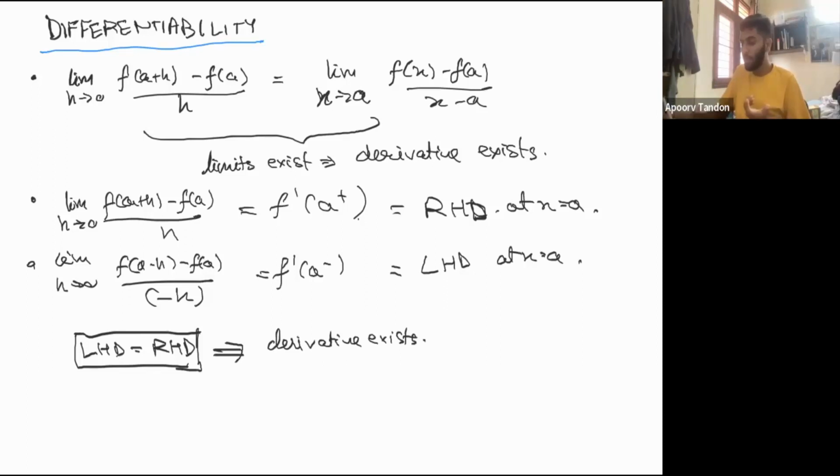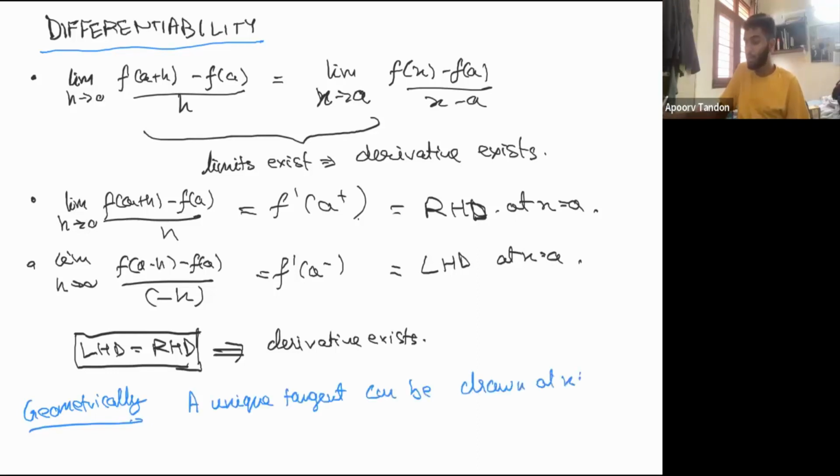So this is the mathematical condition for the existence of derivative and the definition of the derivative. What this means geometrically is that a unique tangent can be drawn at x equals a.